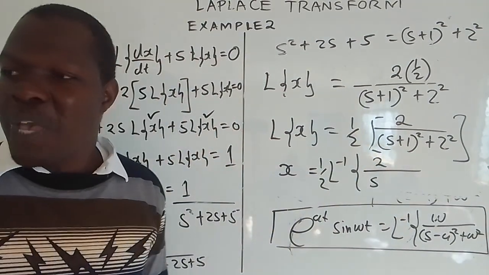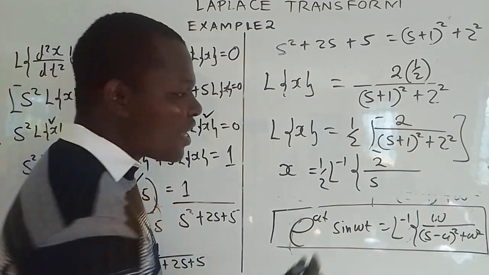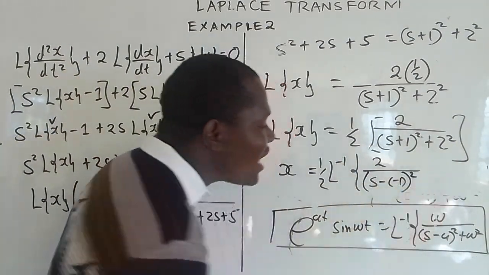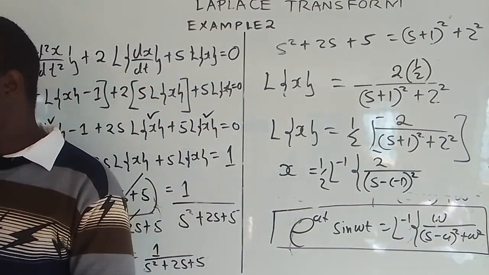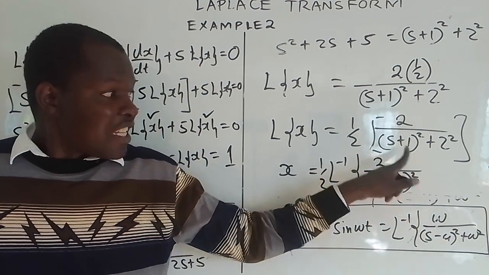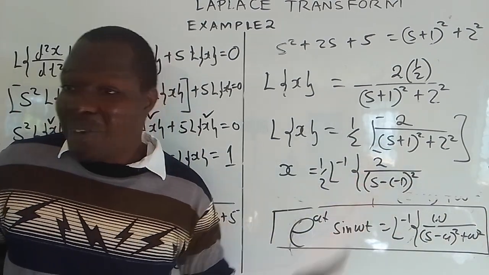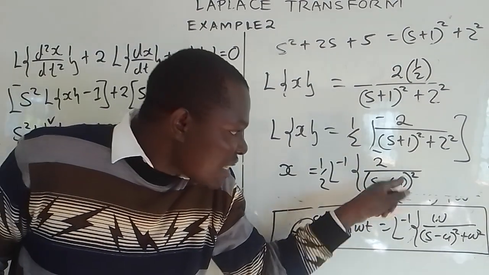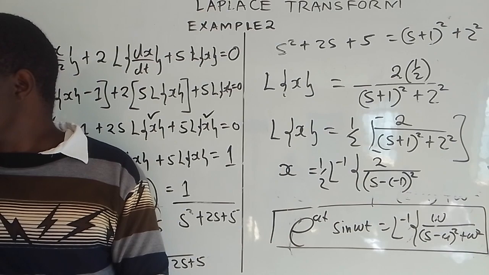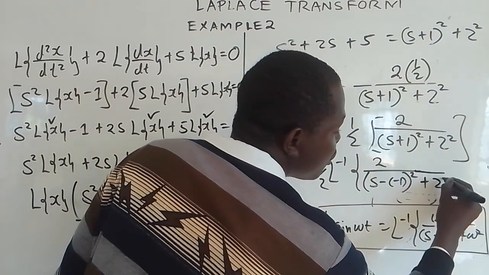It is not supposed to be s plus 1. It is supposed to be s minus a, isn't it? So when you have s plus 1, it means it is s minus negative 1 squared, meaning a is negative 1. Are you seeing that? Because it is supposed to be s minus a, but here you have s plus 1, meaning this plus 1 is the same as s minus negative 1. So it means your a is negative 1. Are you seeing that? And not 1, isn't it? So it is that, then it is plus 2 squared.